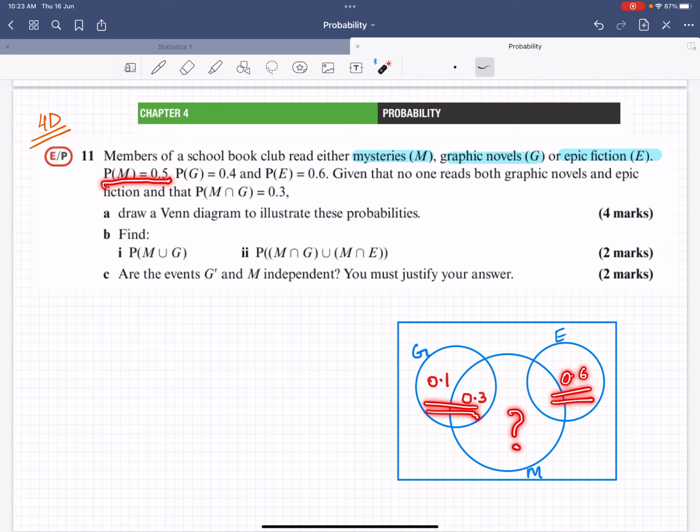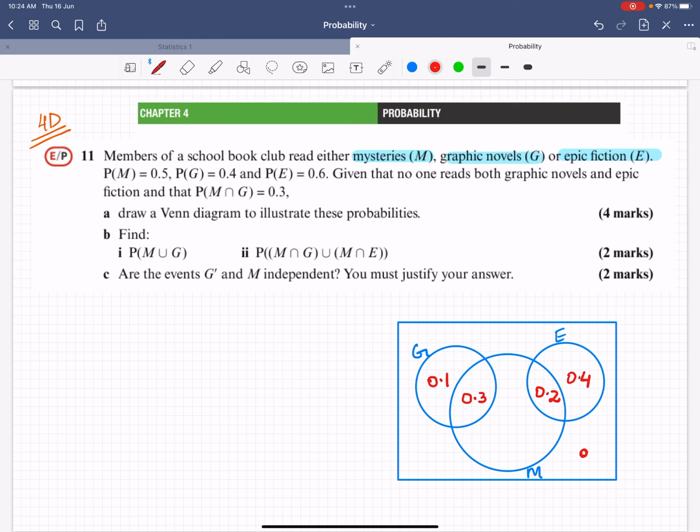So from M, 0.3 is taken care of here. So the 0.2 needs to be taken care of. So that means that the 0.2 should be here. Now M is 0.5, 0.3 plus 0.2. And since E is 0.6, this part should be 0.4. And since now we add up all and we get 1 already, the probability of outside is 0. So here we're done with our Venn diagram.